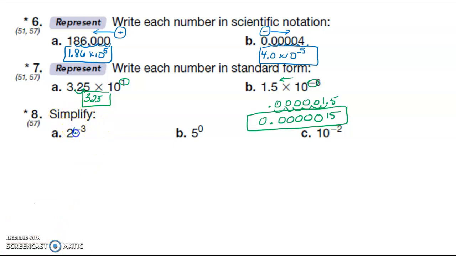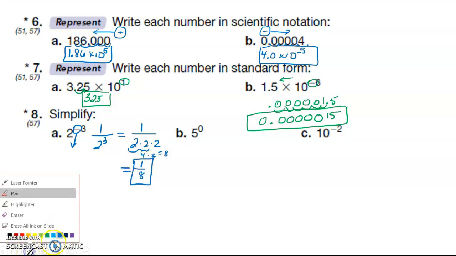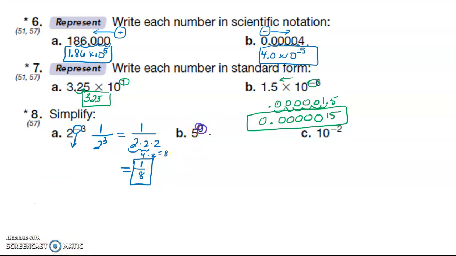Alright, so here I have a negative exponent, which means I have to drop this into the basement. So I have 1 over 2 to the third, which is actually 1 over 2 times 2 times 2. 2 times 2 is 4, times 2 is 8. So this is 1 over 8. Okay, and remember, anything to the 0 power is 1. Anything. So this is 1. And then here I have, again, a negative 2, so that's going to drop it into the basement. So I have 10 squared, which is 1 over 10 times 10, which is equal to 1 over 100.